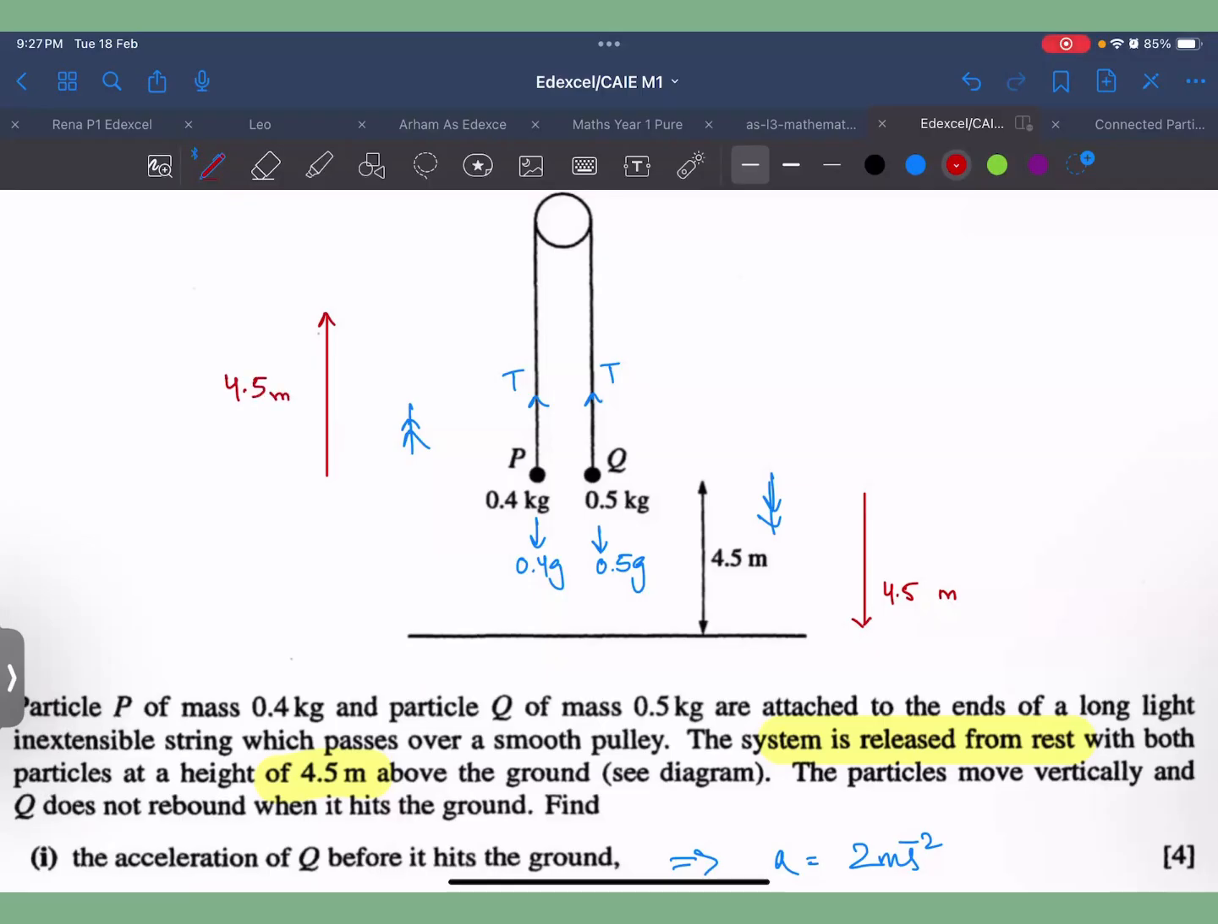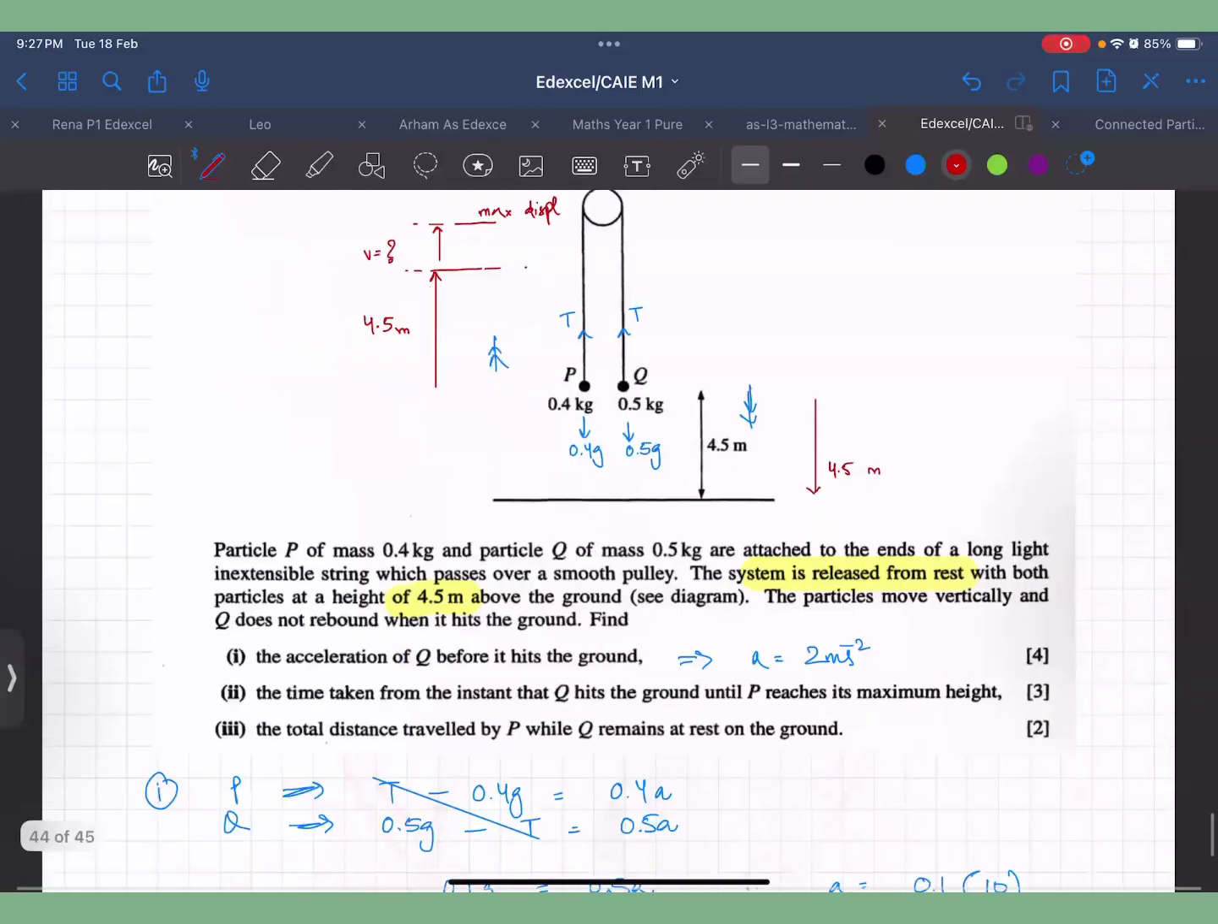But now Q would not rebound. They have told us that Q hits the ground and does not rebound. But P, because of its final velocity as it reaches this 4.5 meter displacement, would have some final velocity which would take it a little bit more to the maximum displacement. So that's what they have asked me.